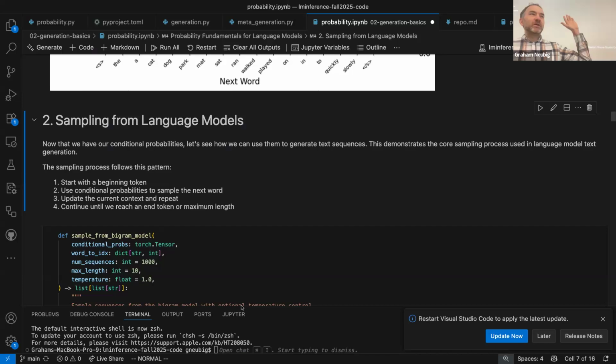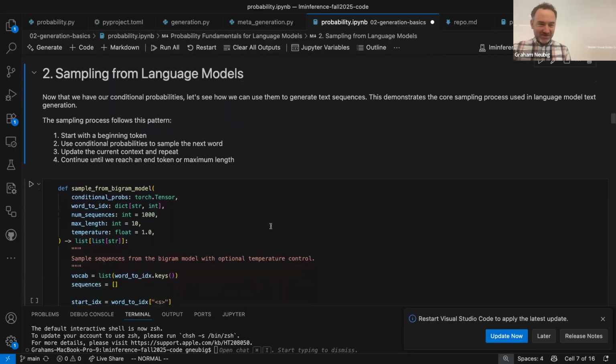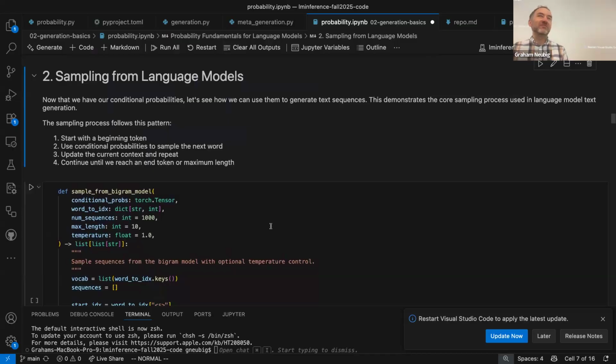Who's actually implemented or used an n-gram model in a class? Wow, I feel 2025. That's exciting to see the change. This was the staple 5 years ago, I think.